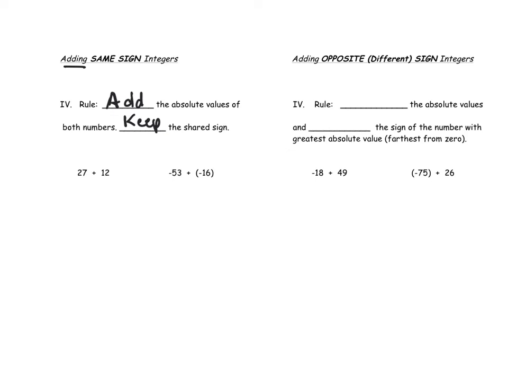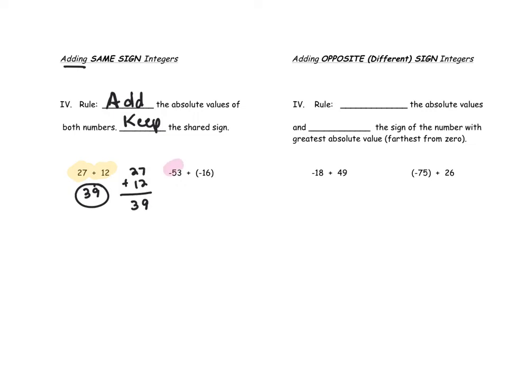If I have 27 plus 12, I'm going to add their absolute values, and since they're both positive, the absolute value stays positive. And so the answer is positive 39. Again, both of these numbers are positive. So if it helped you to highlight them, to point that out, be sure to go ahead and do that.